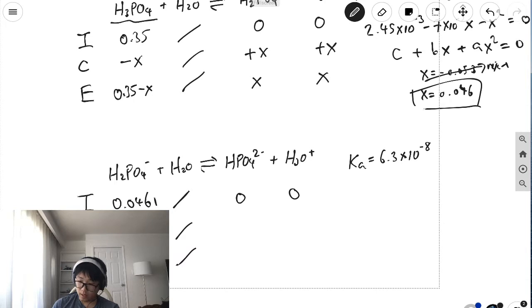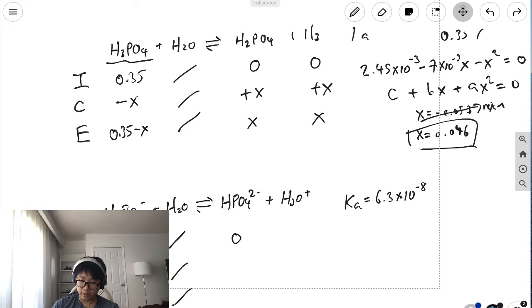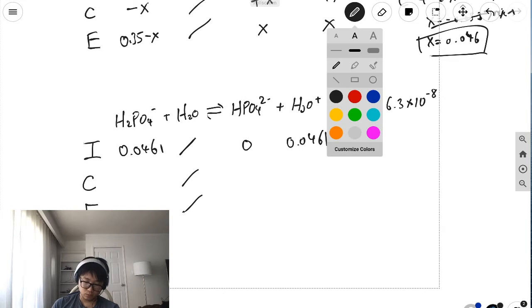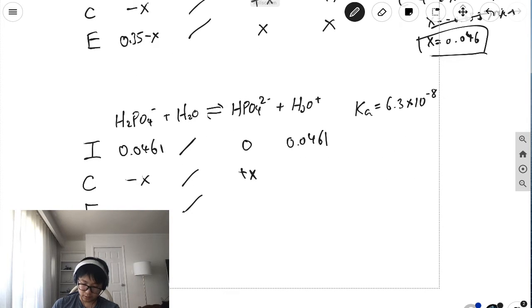Okay, again, the water can be gone. We do start off with some H3O plus this time, right? So we have 0 of the HPO4 2 minus. We haven't made any of that yet. But from the last question, we already made some H3O plus, so there's some H3O plus swimming around in there already. And that's going to be 0.0461 as well. So remember last equation? Okay, so then we're going to go minus x, plus x, plus x. Okay, same deal.